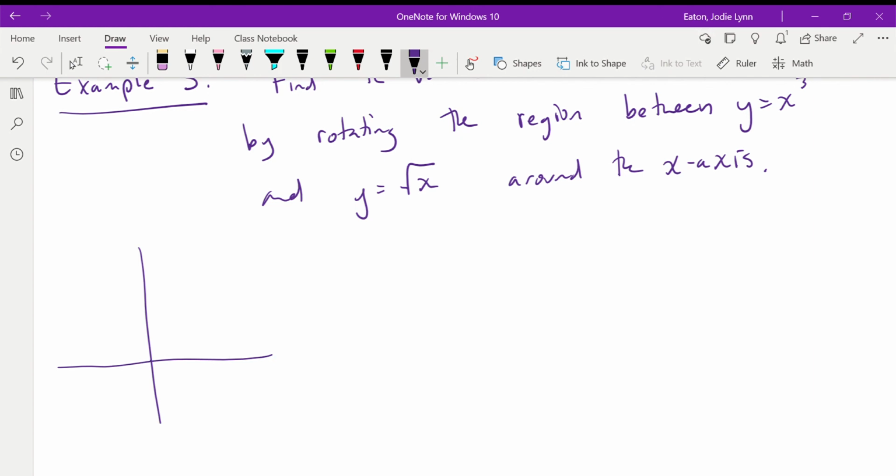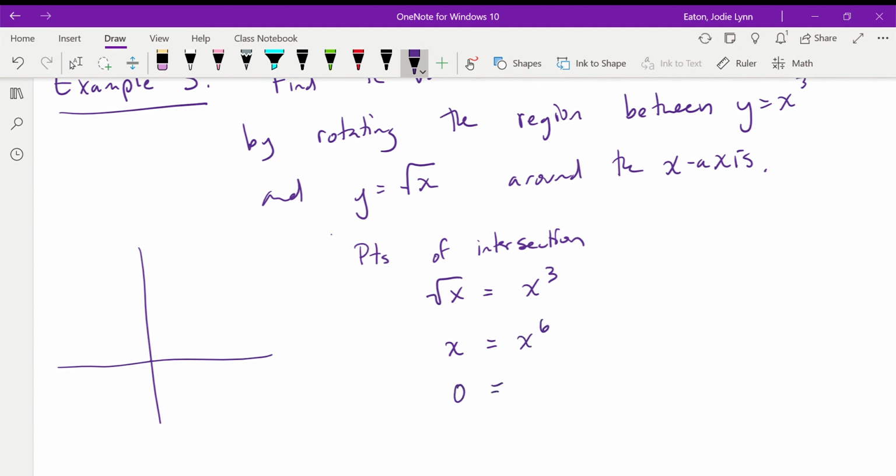First thing we're going to want to do is know our points of intersection, because we're not given endpoints, we're not given boundaries. So let's find our points of intersection. Radical x equals x cubed. Squaring both sides, we get x equals x to the 6th, and we have to make sure that we're using only positive x's because that's the domain of the first function.